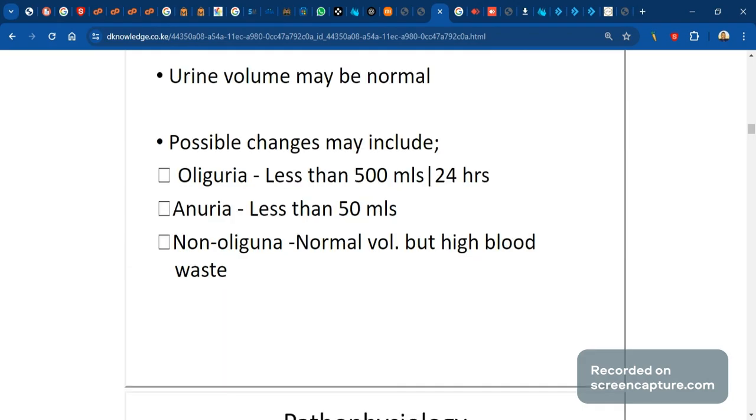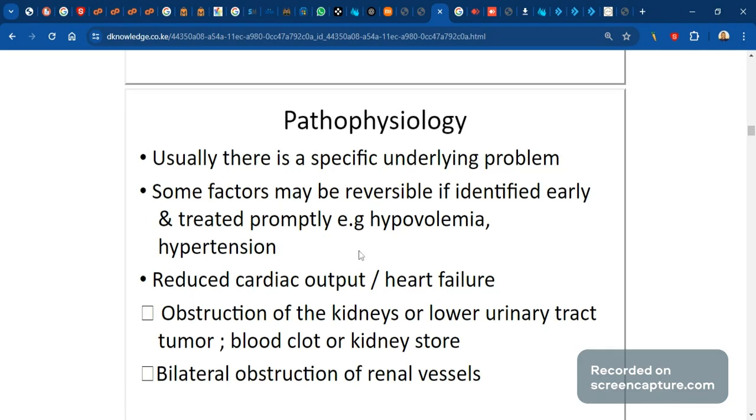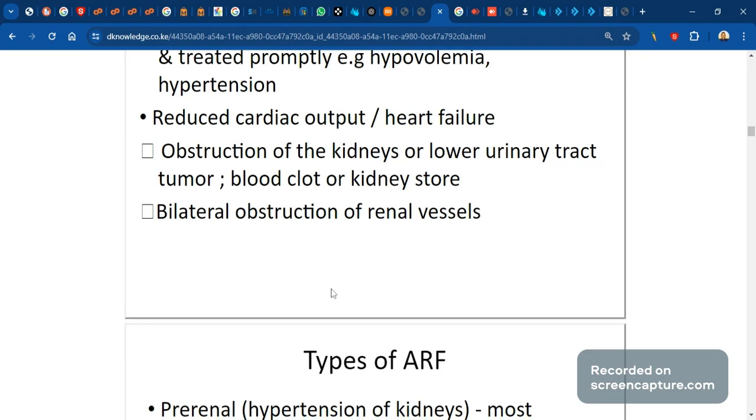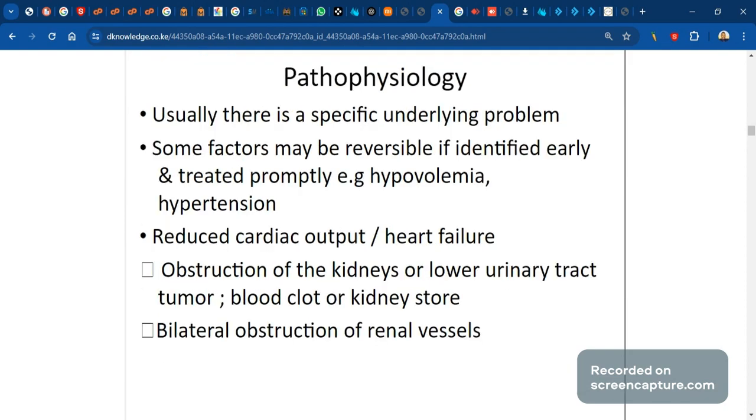The urine volume may sometimes be normal, but the creatinine level will be used. Oliguria means you are producing less than 500 mils in 24 hours. Anuria is less than 50 mils. Non-oliguria is normal volume but high blood waste. Usually there is a specific underlying problem and some factors may be reversible if identified early. So treat promptly: hypovolemia, hypertension, reduced cardiac output, heart failure, check on that, obstruction of the kidneys or lower urinary tract, tumor, blood clot disease, bilateral obstruction of renal vessels will result in kidney failure. All these conditions can cause renal failure.